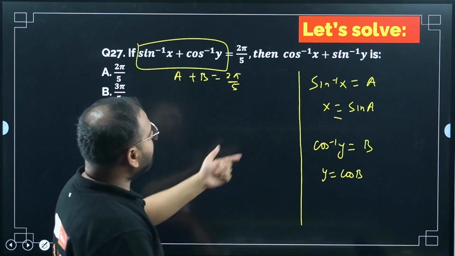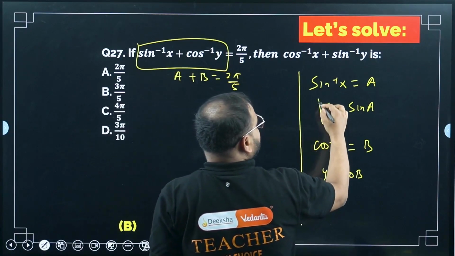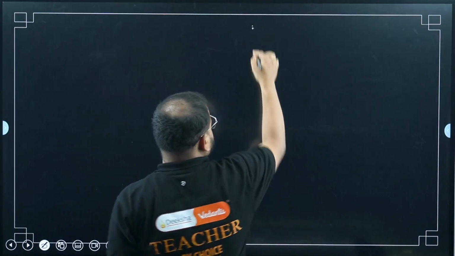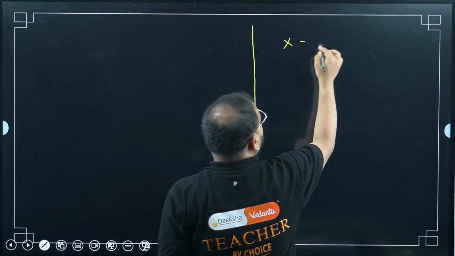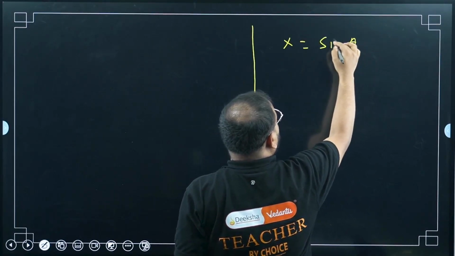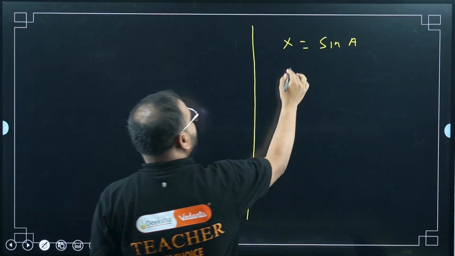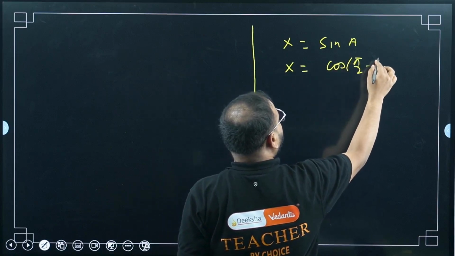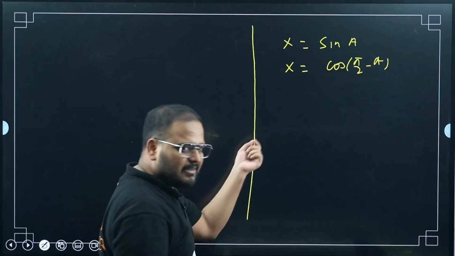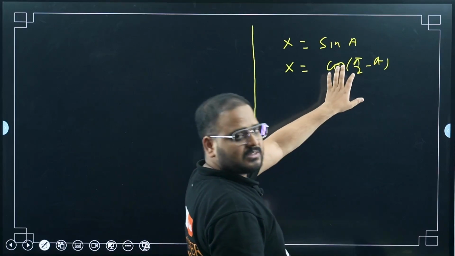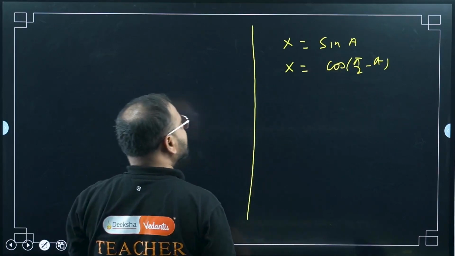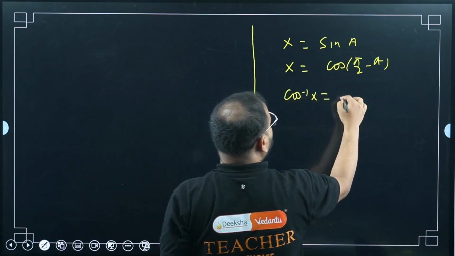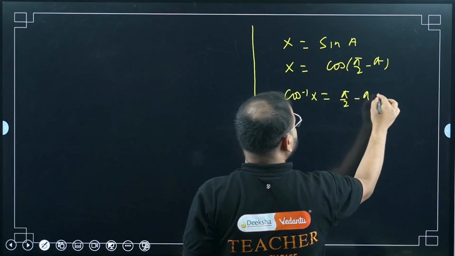Now, x is given as sine A. Not given, my assumption. So how will I write this in terms of cos? Simply like this: cos of pi by 2 minus A. Correct? Cos 90 minus theta is what? Sin theta. So cos of pi by 2 minus A is sin A only. Bring this cos here. So cos inverse of x will become pi by 2 minus A. This is my equation 1.